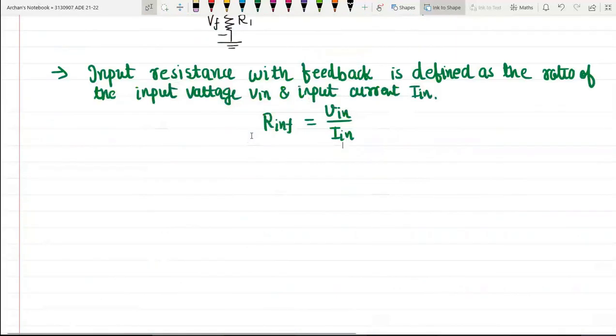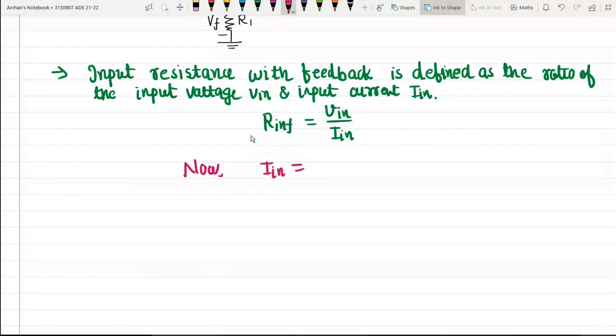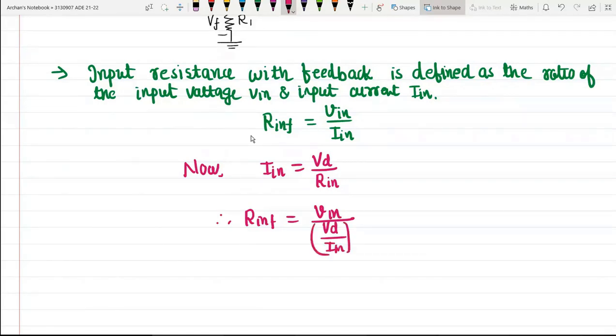Okay, so let us write this down. Now we have I in equal to difference voltage divided by input resistance without feedback. Therefore, input resistance with feedback will be equal to Vin divided by (Vd divided by I in).